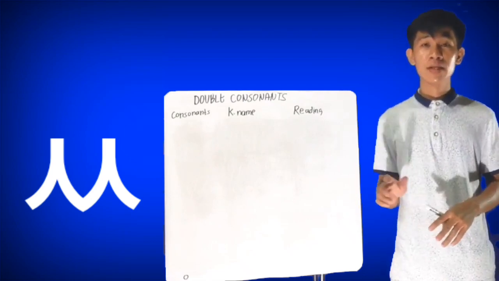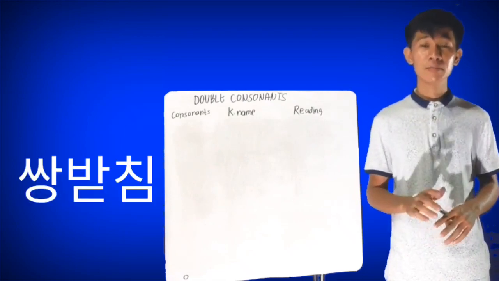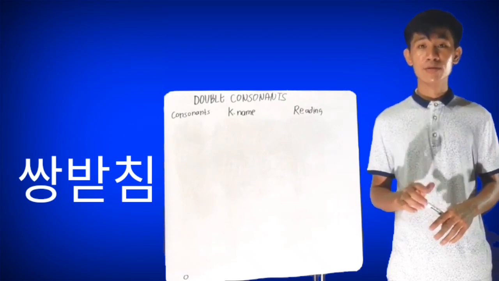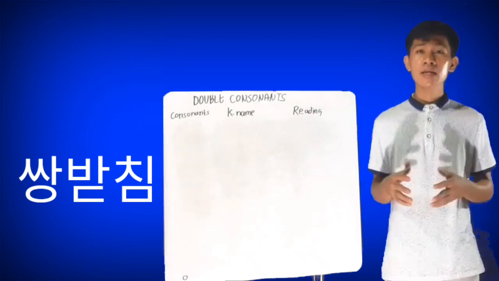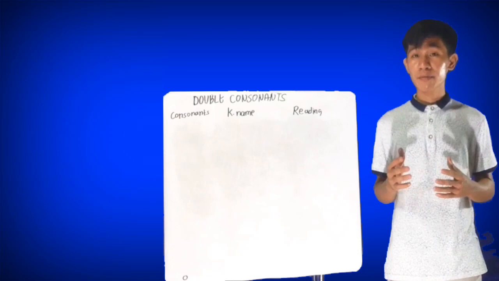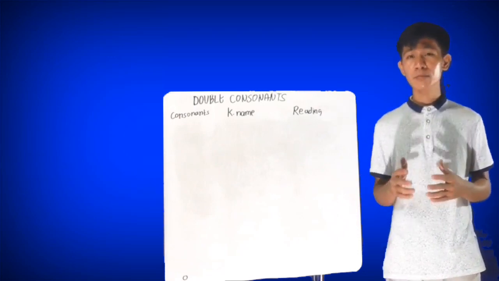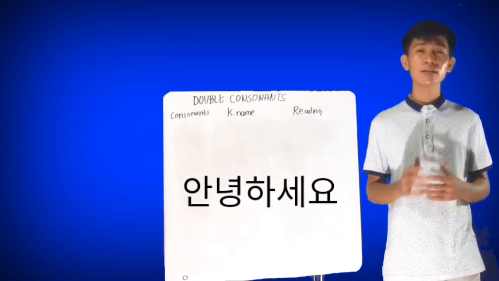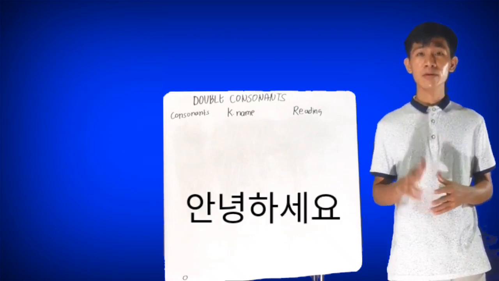But aside from those, there is also sang pachim or final double consonant, but we will talk about it later. So since we are done with the vowels and consonants, we are now going to combine those vowels and consonants to be able to make a single syllable or a word.